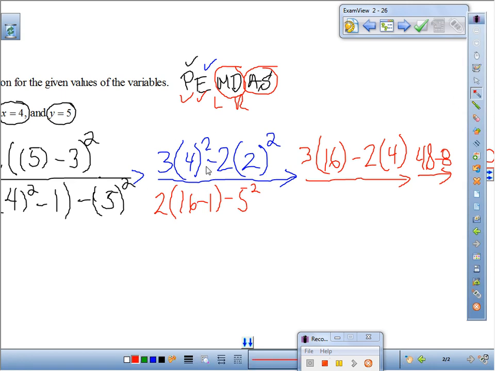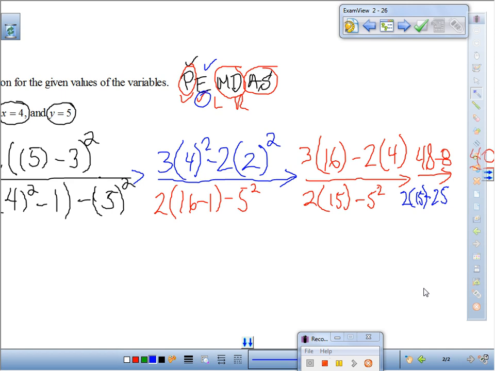So we're still inside of the parentheses. We haven't left this step. What is 16 minus 1? So this is 2 times 15 minus 5 squared. From there, do we have exponents left? Yes, right here. So this is 25, and we bring the minus and the 2 times 15.